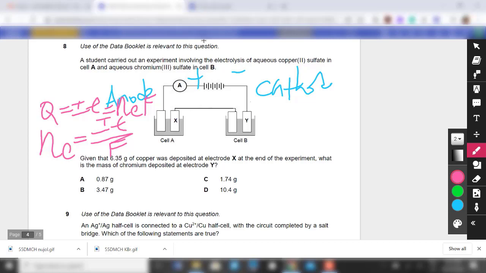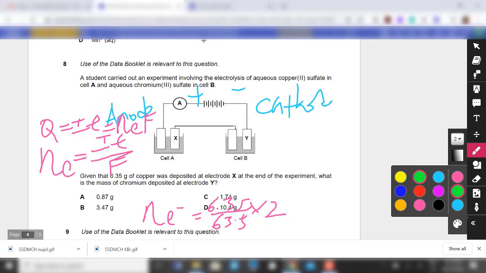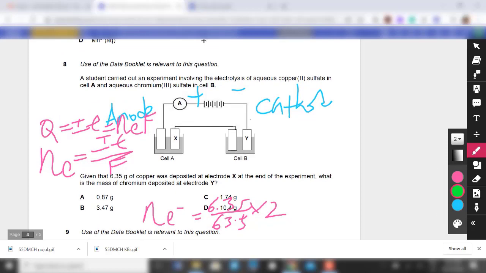But do we really need this equation to solve the whole problem? Of course the answer is no, because we simply need to calculate the number of moles of electrons transferred, and we can get this from the mass deposited at electrode X by copper. Remember that we need to multiply by 2. Then for the other electrode, we have chromium 3+, which will be reduced. If you want chromium 3+ reduced to chromium 0, the ratio of moles of electrons to chromium will be 3:1.